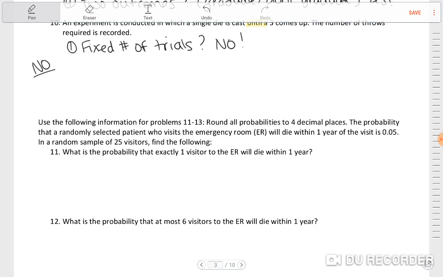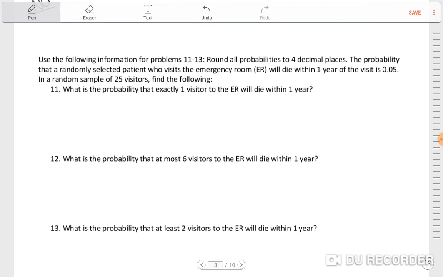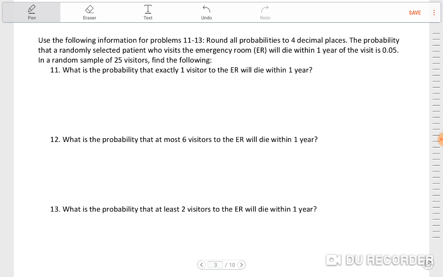Okay, use the following information. Round all probabilities to 4 decimal places. The probability that a randomly selected patient who visits the emergency room will die within 1 year of the visit is 0.05. In a random sample of 25 visitors, find the following. What is the probability that exactly 1 visitor to the ER will die within 1 year? Okay, so for this one, our sample size is going to be 25. So there is a fixed number of samples. It's a random sample, so these are independent. The probability of dying for each person is the same.